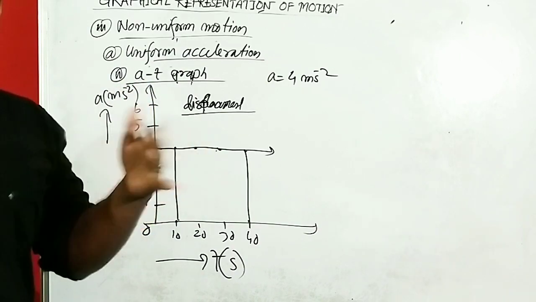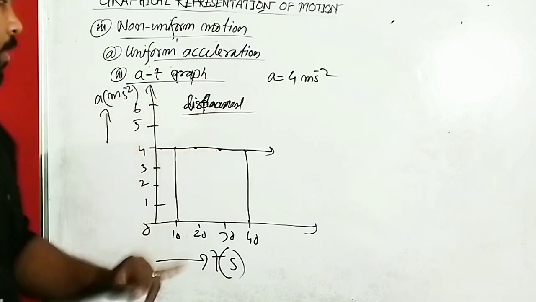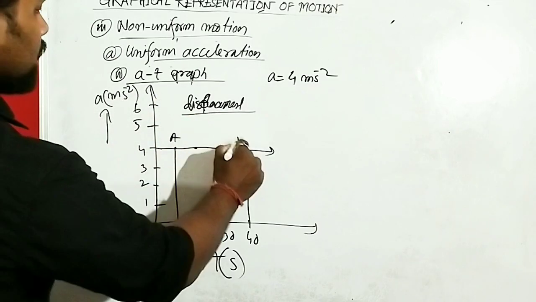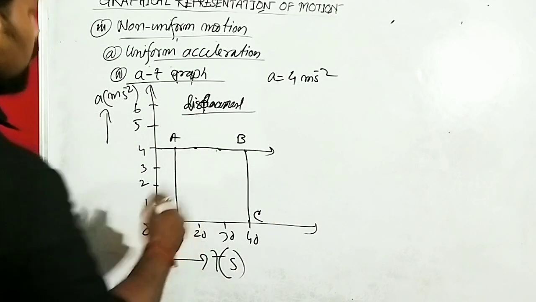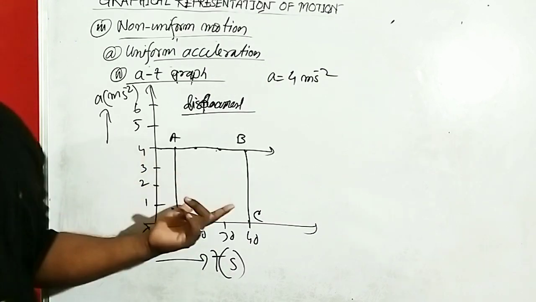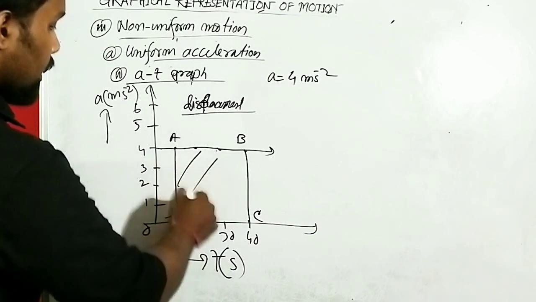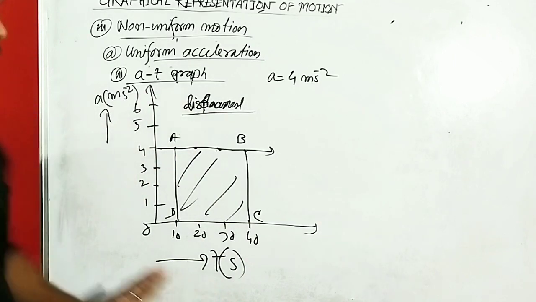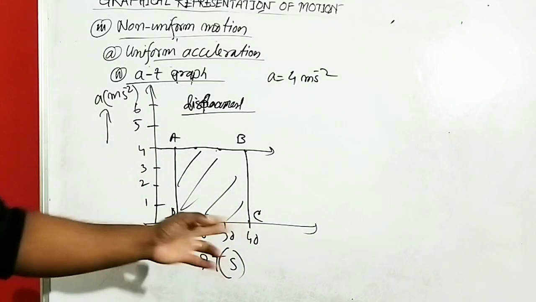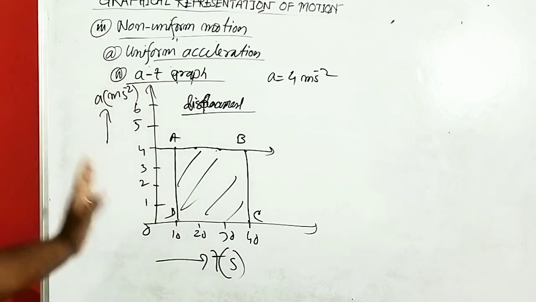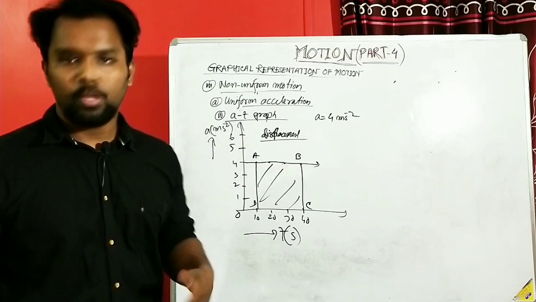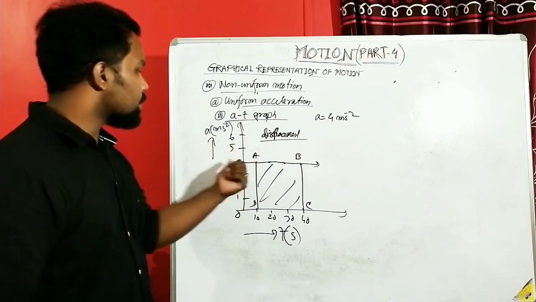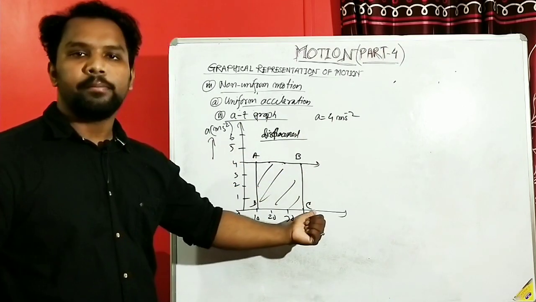Those who want to give me the answer in my comment section about this displacement, use the concept of, again, the same rectangle. Calculate the area inside this rectangle, and that area will give you the displacement. Clear? Quite a simple thing. It is the distance, displacement and time. With that, we understood the concept of the AT graph, that is the acceleration time graph, and how it changes. Uniform acceleration means acceleration is going to be the same throughout the change of time.